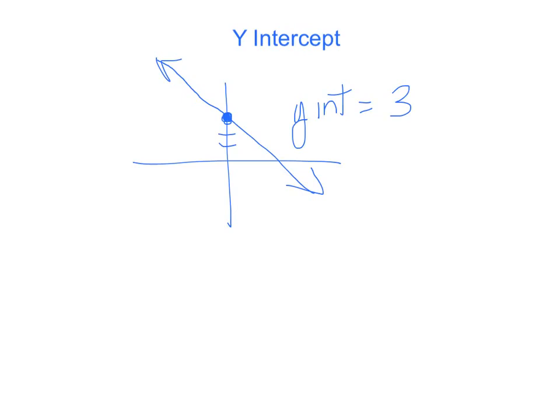Sometimes you can tell that from a graph. Other times you're going to have to go graph it because you know what the y-intercept is. So that's quick and easy. Just know that when we talk about slope-intercept, we're talking about the y-intercept.